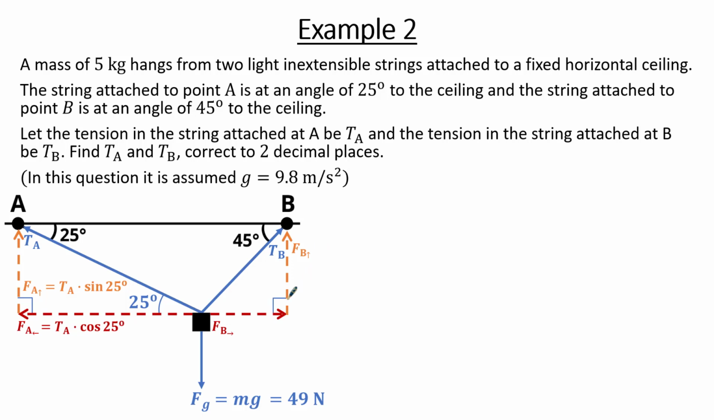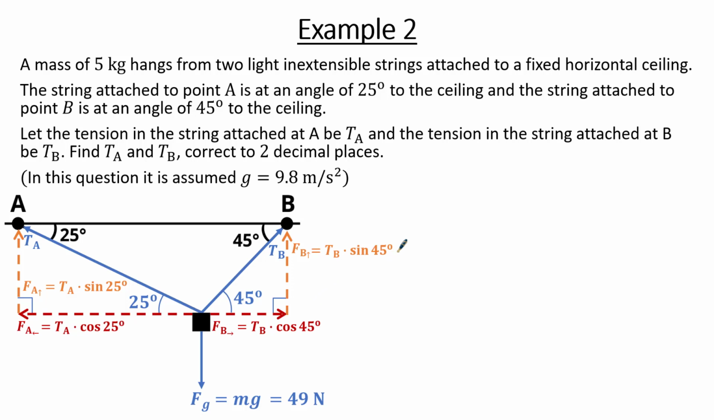Again, the angle between them is 90 degrees, so this angle here is 45 degrees. So once again we have alternate interior angles. And if we start with this horizontal component, well, it includes the 45 degrees, so then it equals TB multiplied by cos 45 degrees, and the vertical component then equals TB multiplied by sine 45 degrees.